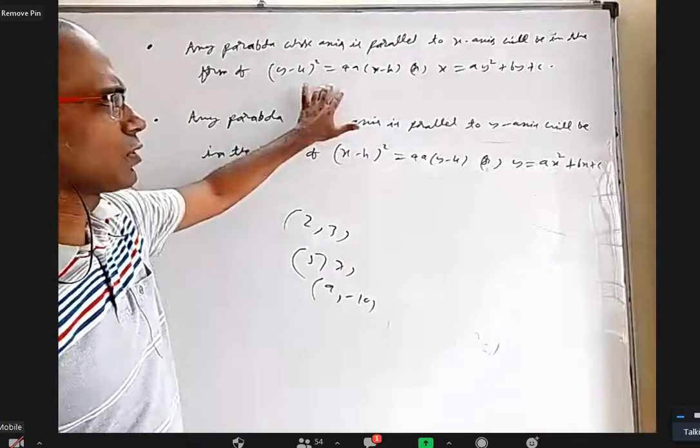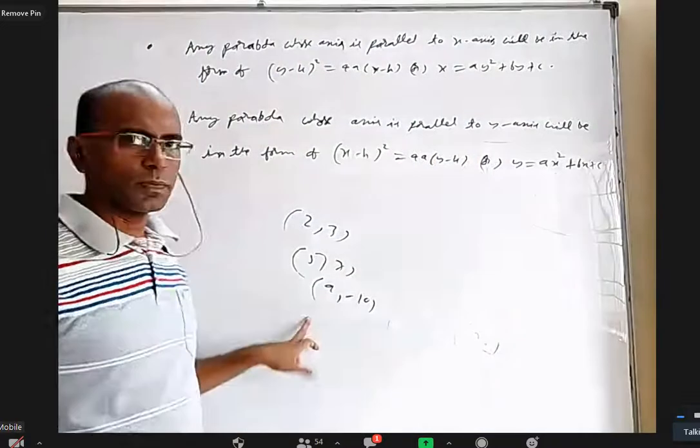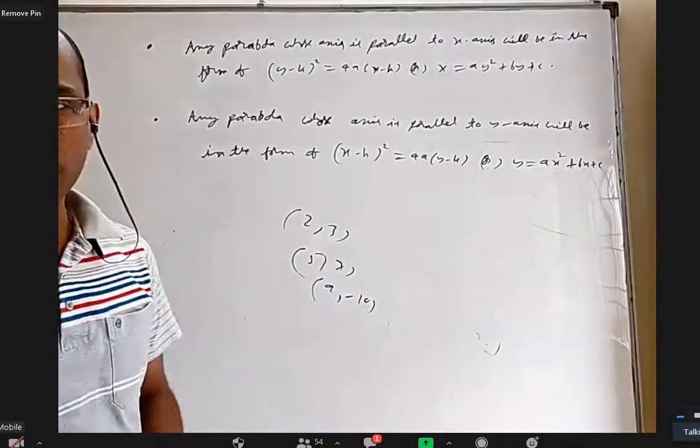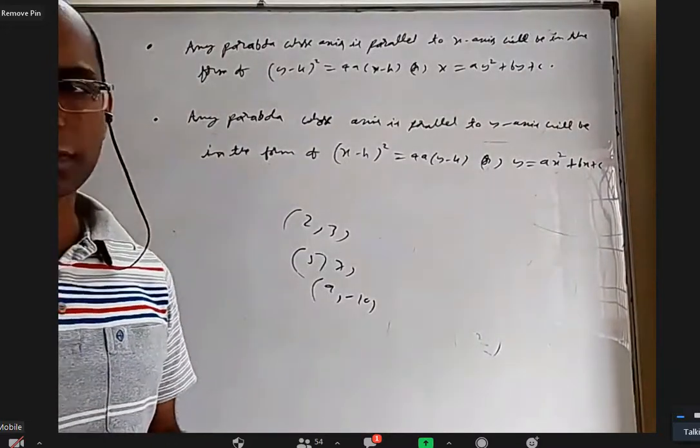Don't take this form, it is not so suitable. Take this. Substitute this point, substitute this point, substitute this point. 3 equations and 3 unknowns. You will get the a, b, c values, put them back. Like GFC we do in circle.